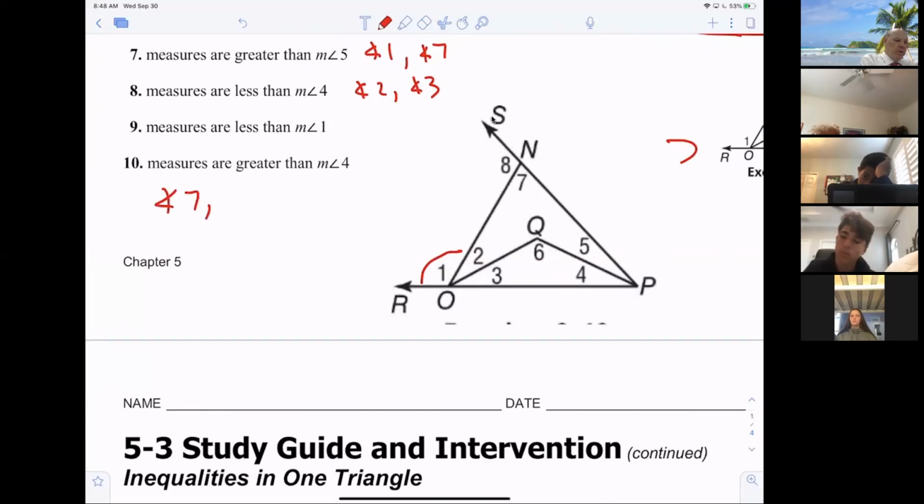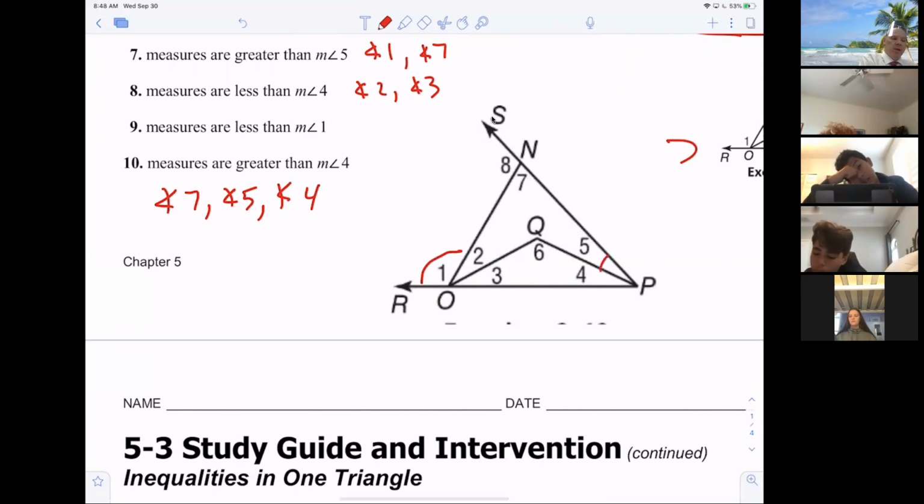Angle 7, angle 5, angle 4. What about 6? I don't care about that. Look and hear me. This is the exterior angle. Those are the remote interior angles, right? You agree?